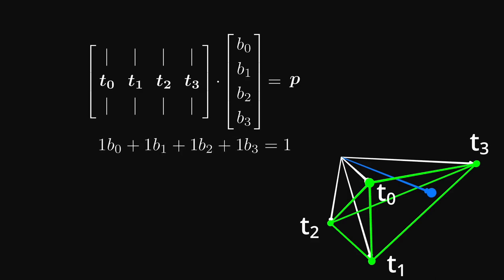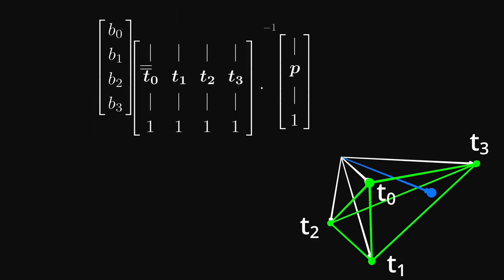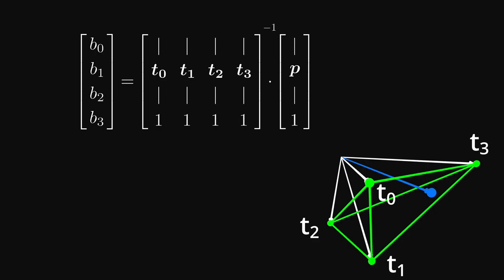Let's insert the sum to one equation into the matrix. Now there are four variables and four equations. Assuming the tetrahedron is not degenerate, the barycentric coordinates are obtained by rearranging. In theory, that's all. Just invert the matrix and multiply it with your point. But because inverting a 4x4 matrix is quite cumbersome, there is a tiny improvement we can make.